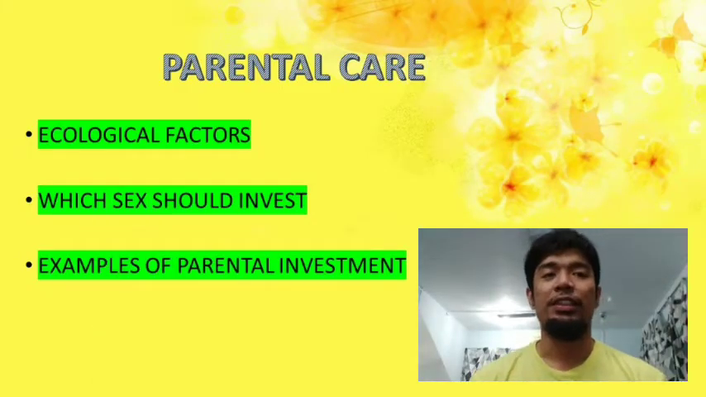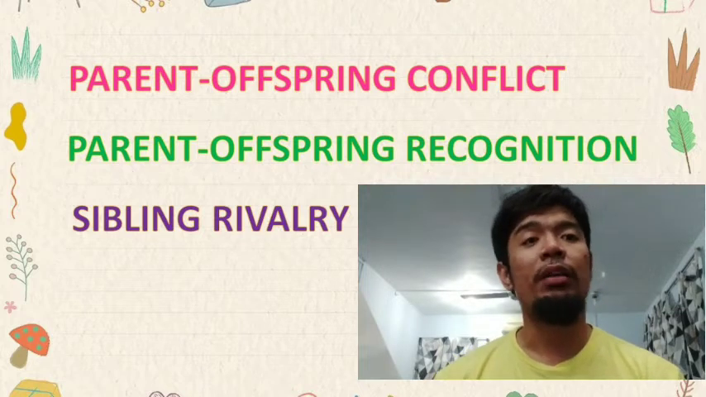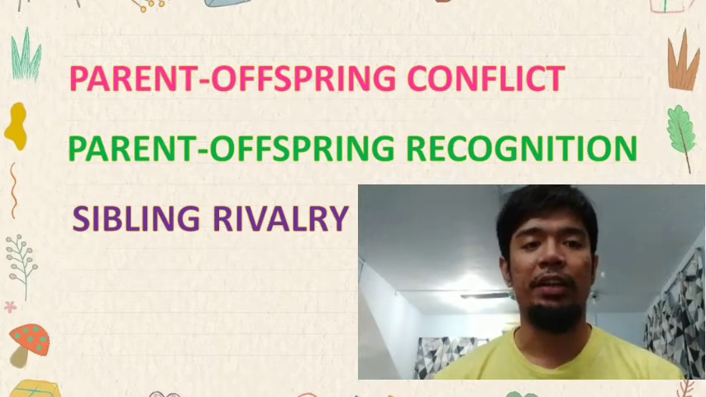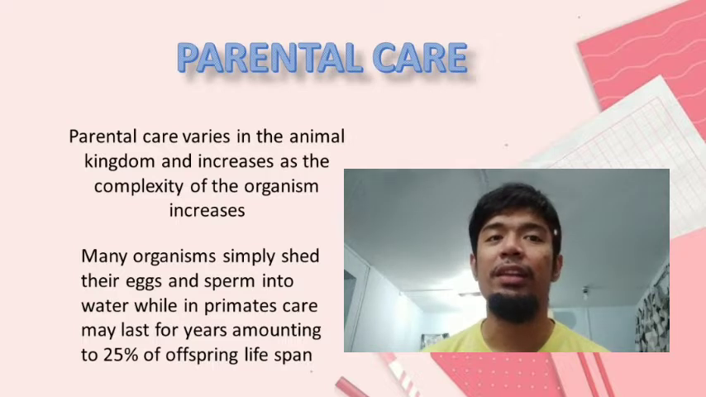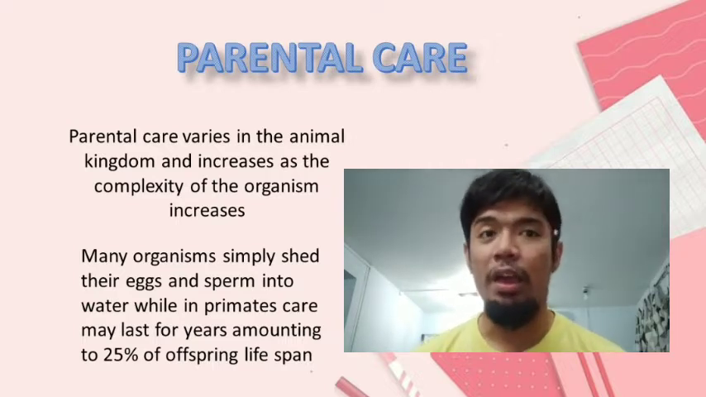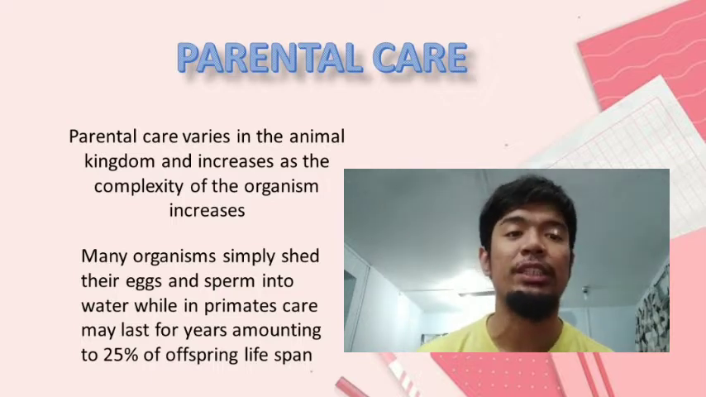So moving on to parental care, where we will be discussing ecological factors, which sex should invest, and examples of parental investment. And after that, we will briefly discuss parent-offspring conflict, parent-offspring recognition, and sibling rivalry. So, parental care. Parental care varies in the animal kingdom and increases as the complexity of the organism increases. Many organisms simply shed their eggs and sperm into water, while in primates care may last for years, amounting to 25% of offspring lifespan. One question to ask: which sex should invest?